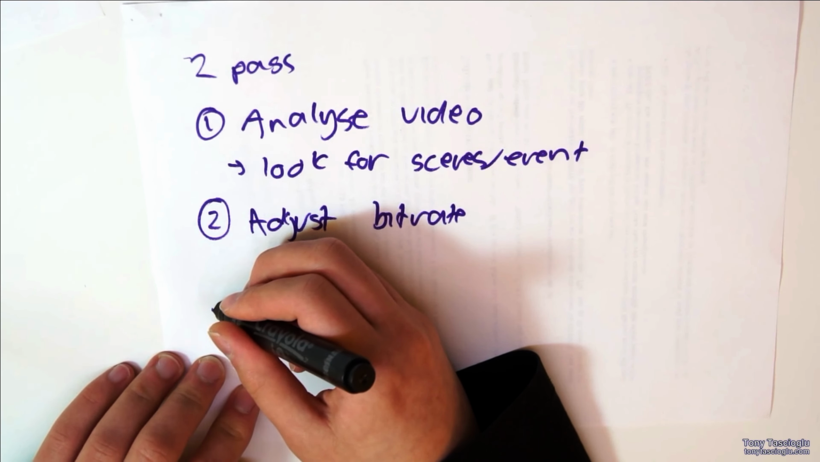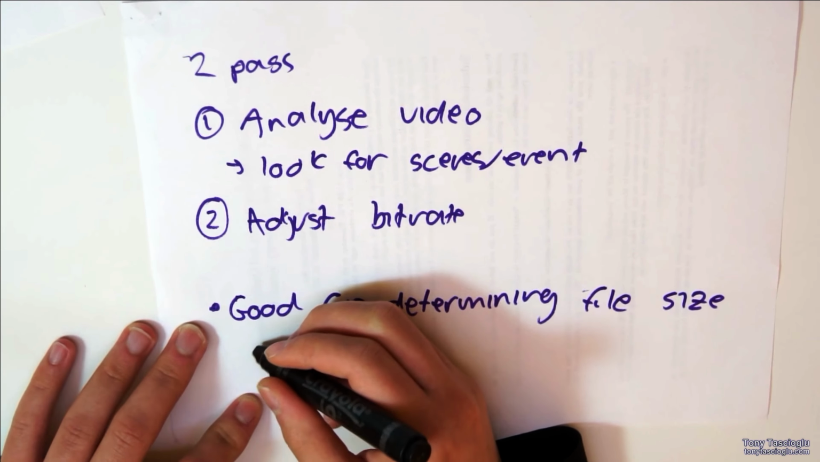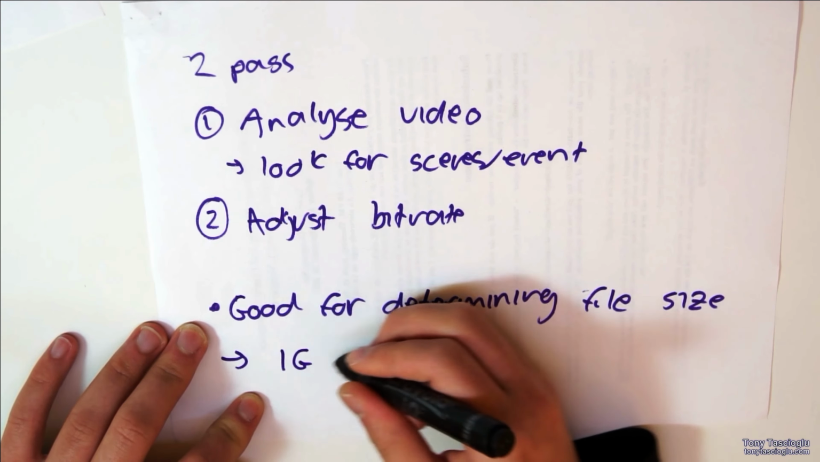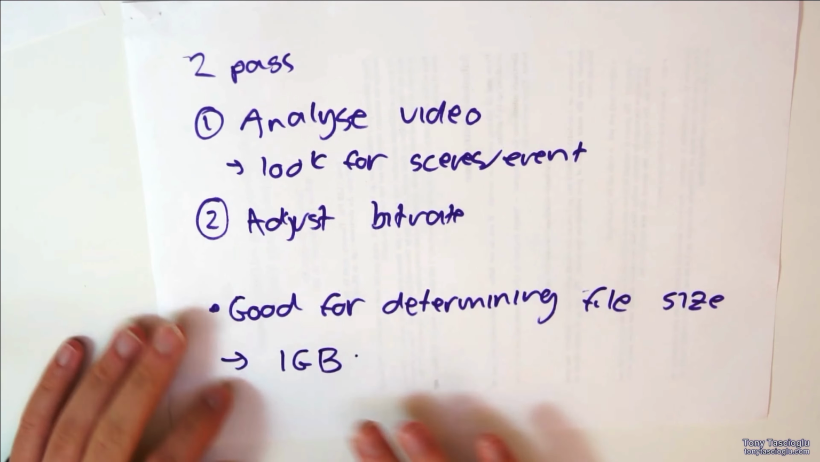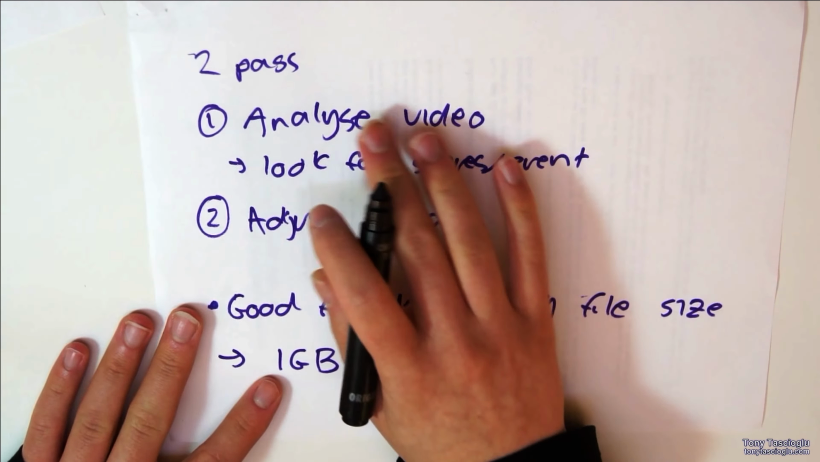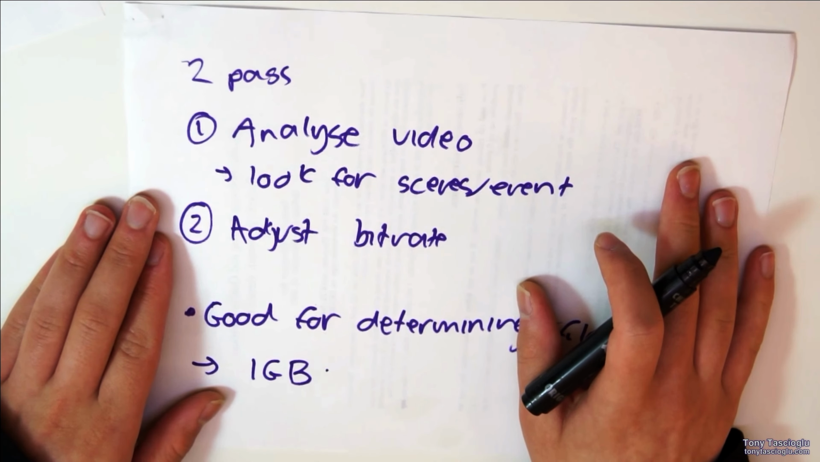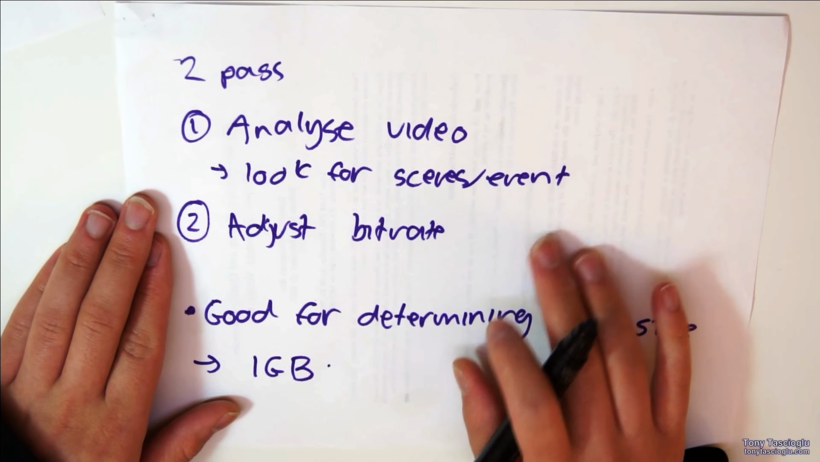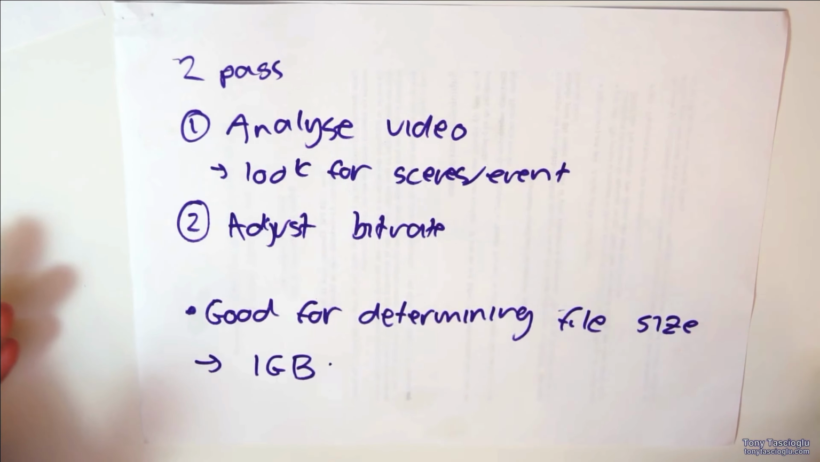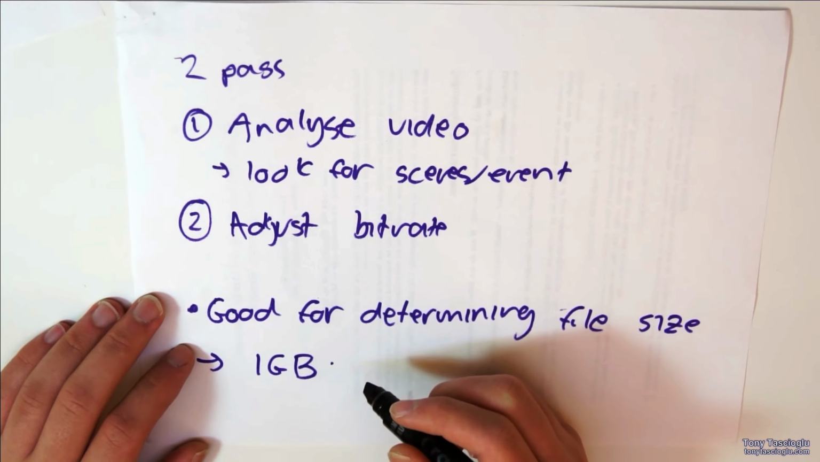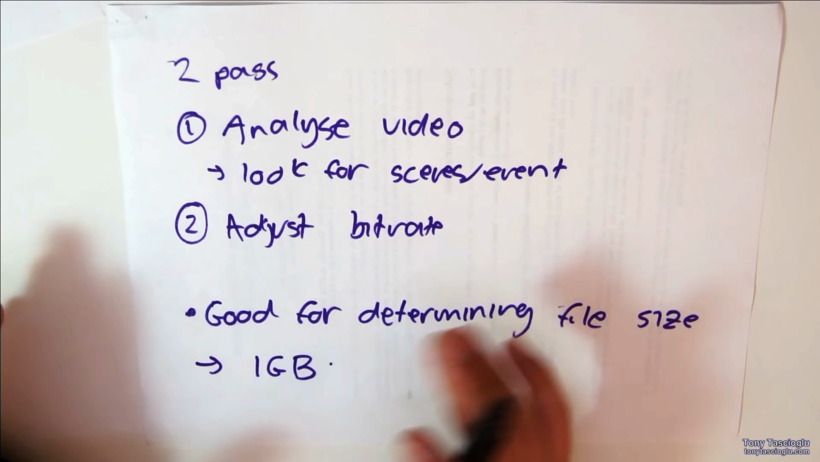Now, two pass is great if you want to hit a particular file size. If you know, for example, that you want your resulting video file to be roughly 1 gigabyte, well, we know how many bits we have to work with. So what we can do is, in the first part of the video, look at which scenes are more complicated, where we will need to spend the majority of those bits. And then in the second pass, since we know what it needs to add up to, we can just allocate those bits accordingly. So two pass can almost always hit a particular target file size.